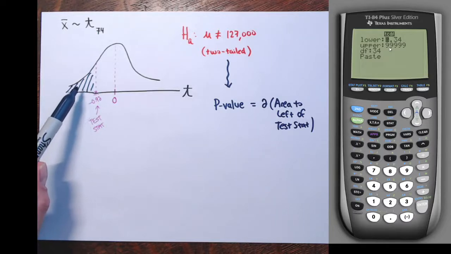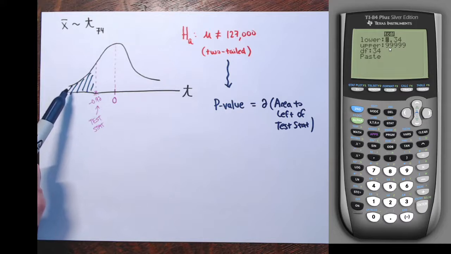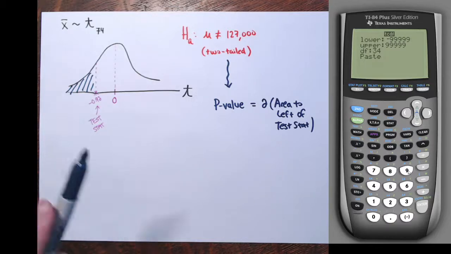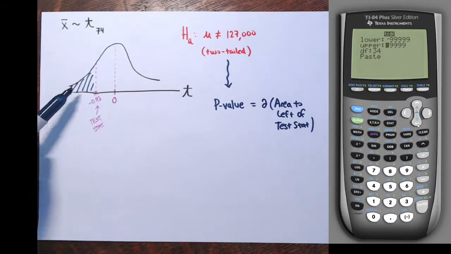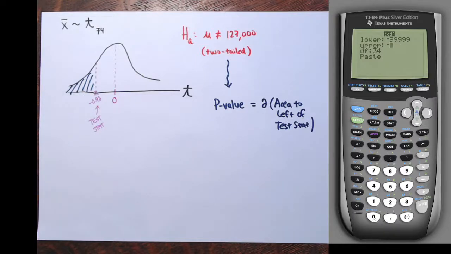Trying to find this area to the left of my test statistic. What's the lower value? Well, there is none. It's all the way to the left. So I'm going to put in some big negative number, like negative and then 5 nines or something, something that's clearly far away from the middle on the left. And then what's the upper value in this region? Well, that's my test statistic, negative 0.92. And then how many degrees of freedom? I mentioned that. That was 74 degrees of freedom.